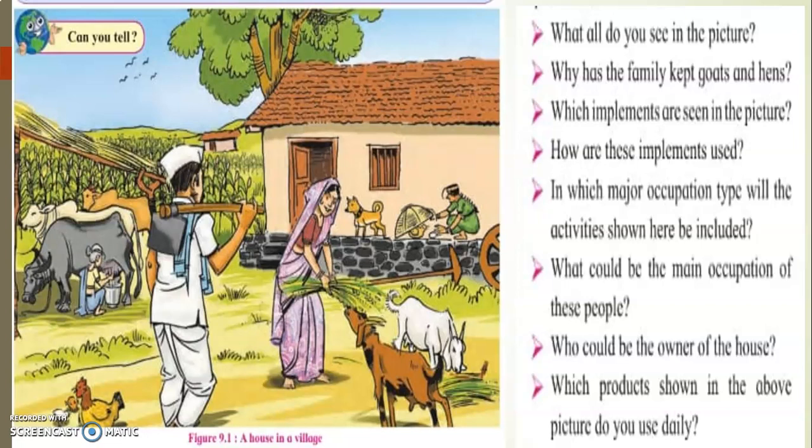In which major occupation type will the activities shown here be included? What could be the main occupation of these people? Who could be the owner of the house? Owner means who is the main person of the house, or what is the profession, or who is the head of the house? Which product shown in the above picture do you use daily?